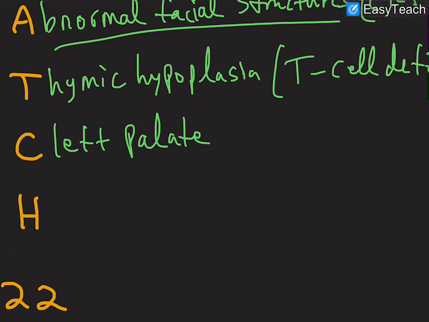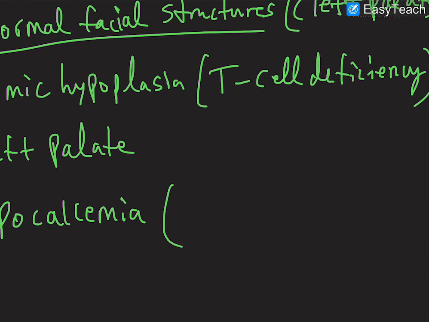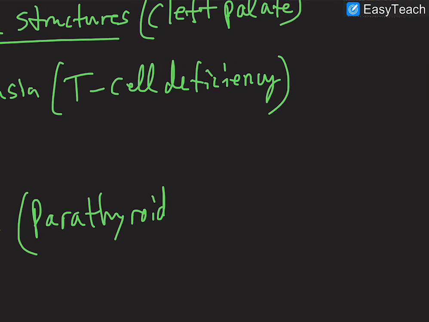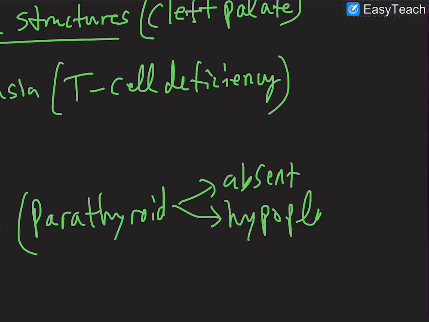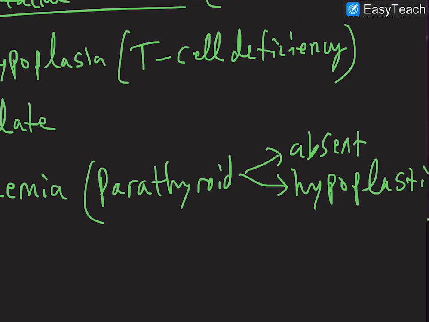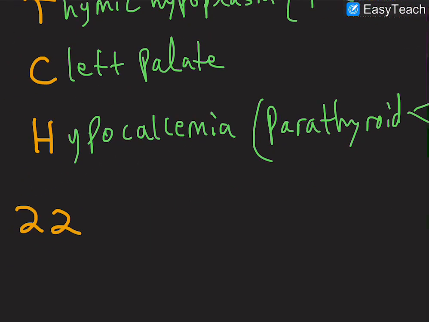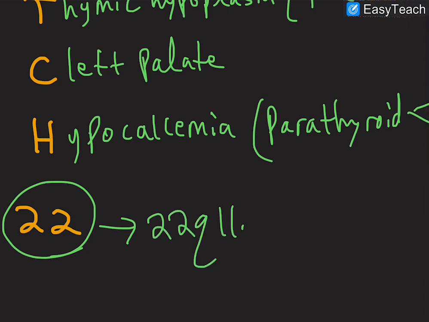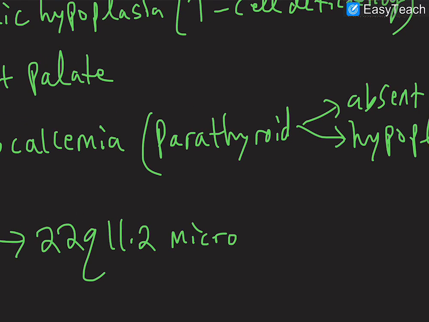The H was going to be for hypocalcemia due to, of course, dysfunctional parathyroid glands. So due to parathyroid dysfunction, whether that is absent or hypoplastic, as we discussed before, either way the parathyroid glands won't be able to secrete parathyroid hormone, leading to hypocalcemia. And the 22, of course, is to remember the genetics part, which is a 22q11.2 microdeletion. All right, so that's a nice mnemonic in order to remember DiGeorge syndrome.